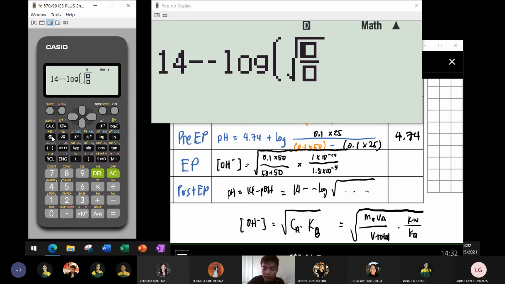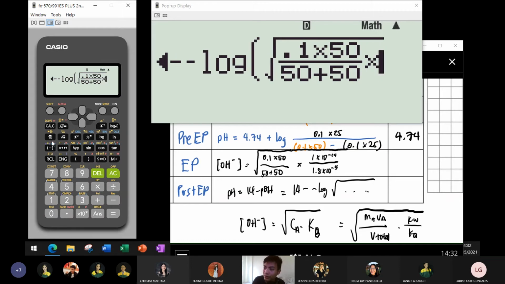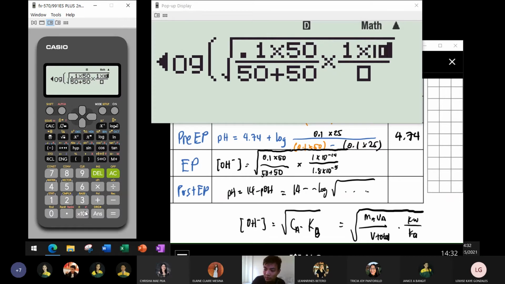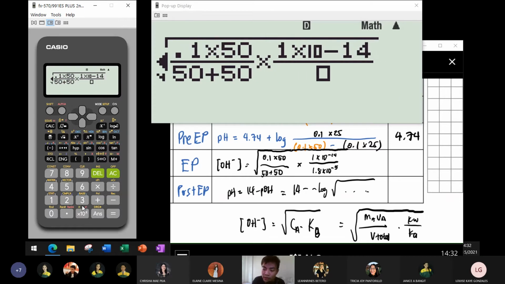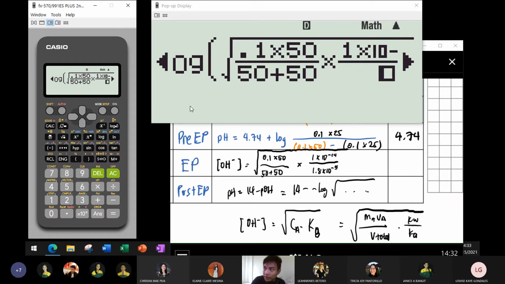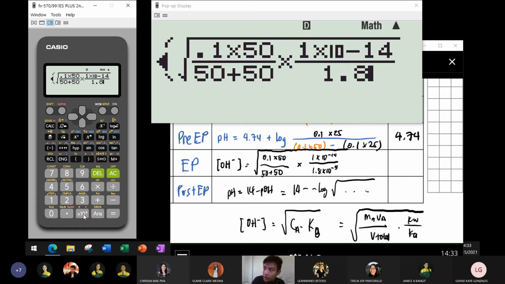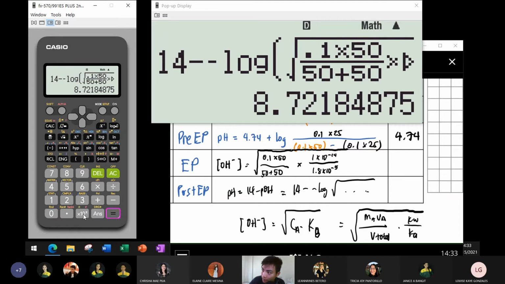So that's 0.1 times 50 divided by 50 plus 50, times fraction ulit, Kw over 1 times 10 raised to negative 14. By the way, kapag exponential, ito pipindutin nyo yung x times 10 raised to x. Huwag nyo nagagawin yung 10 tas raised to ganun. Wag na. Sayang yung effort. 1.8 times 10 raised to negative 5. Yan yung sagot. 8.72.